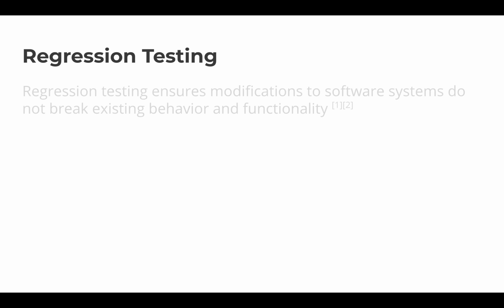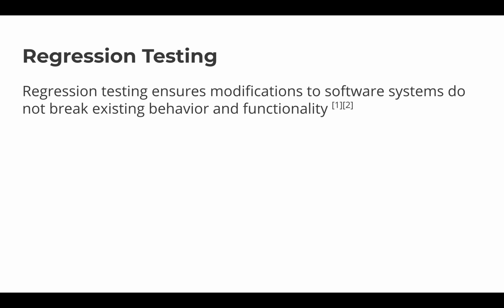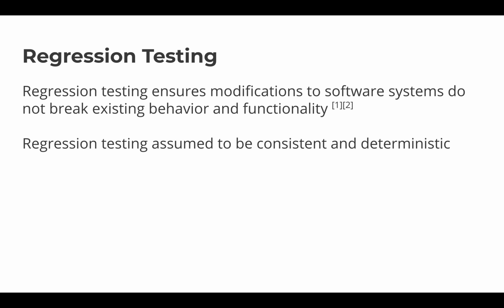Regression testing is a pretty common practice in the industry and it ensures that modifications to software do not break existing behavior or functionality. In practice, regression tests are assumed to be consistent and deterministic, meaning if you run the regression test suite on the same version of your software system, the results should be the same. They should either pass or fail.